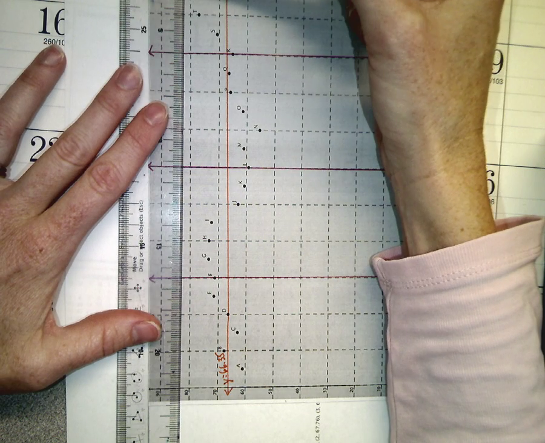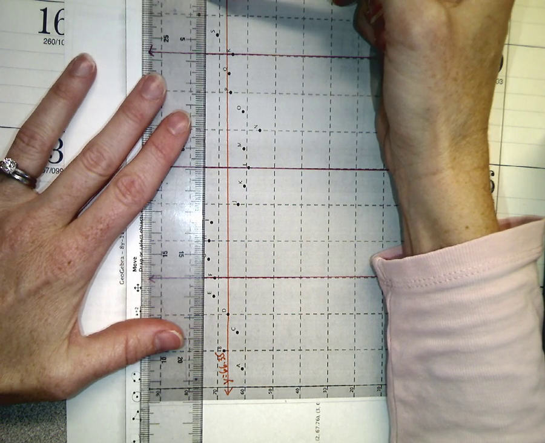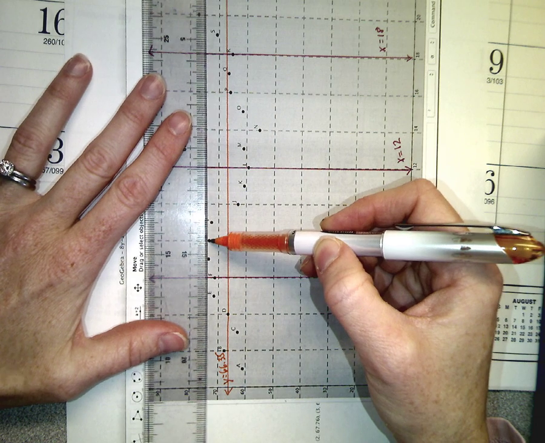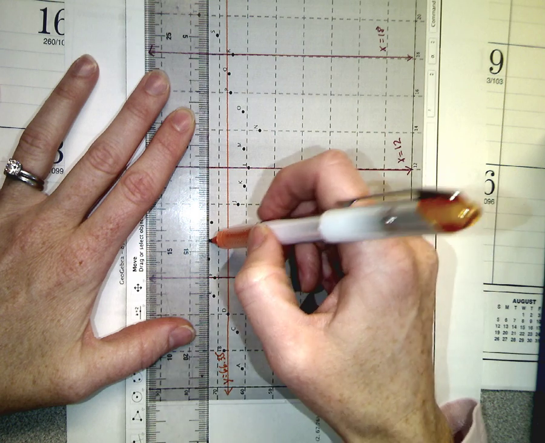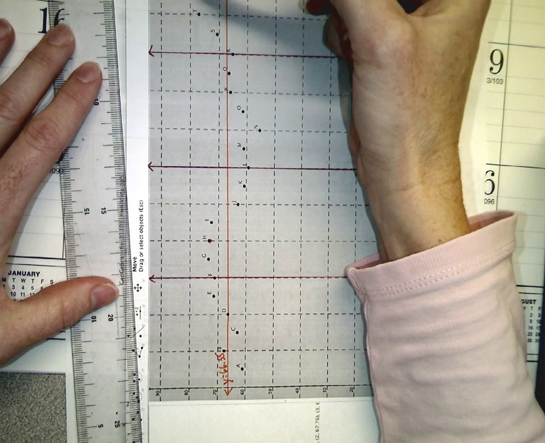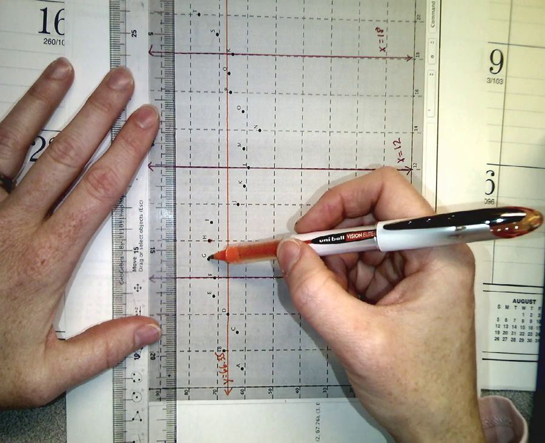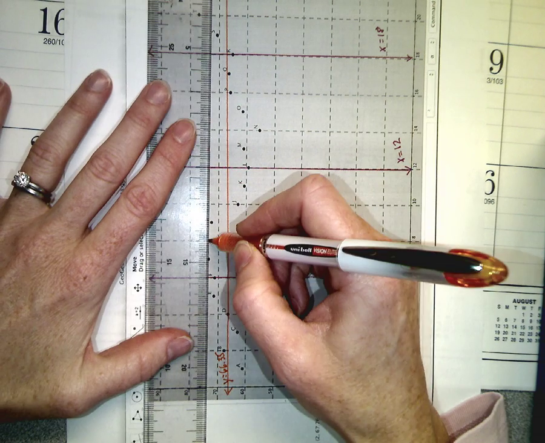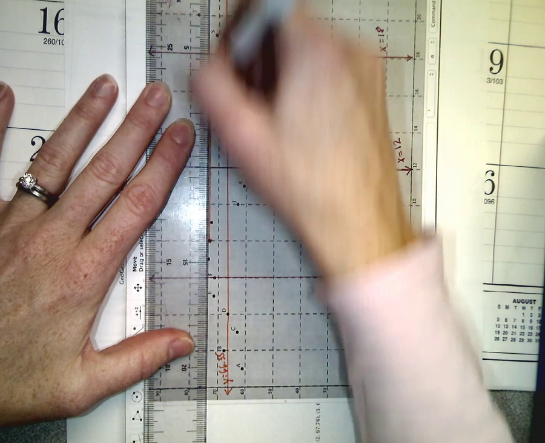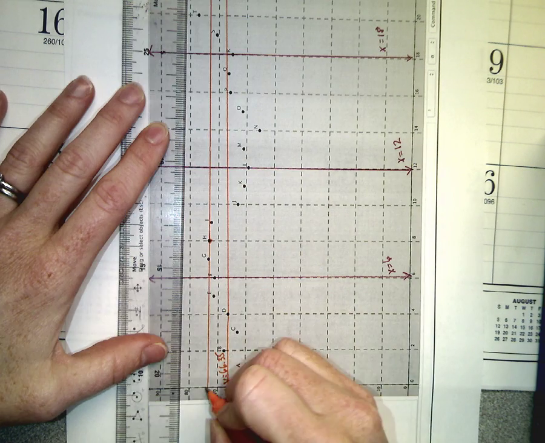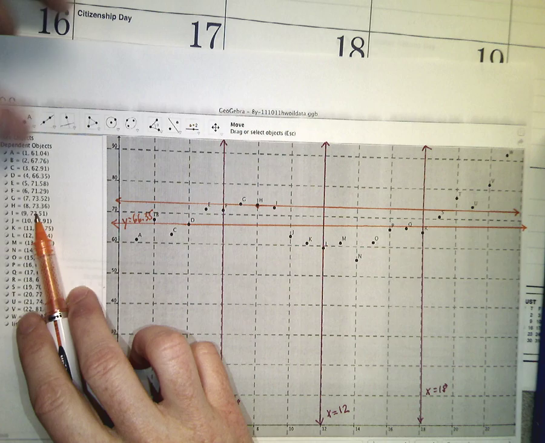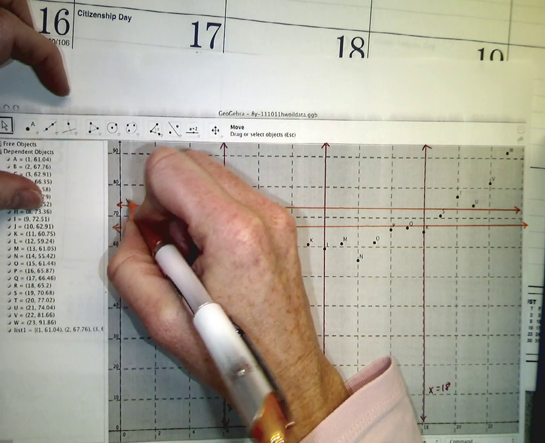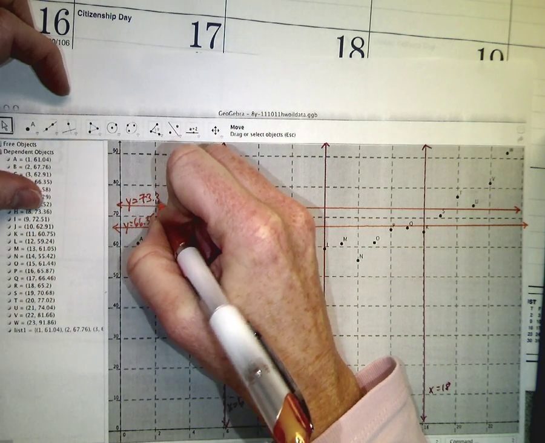1, 2, 3, 4, 5, 6. So it's going to go through H. Let me just do that again. 1, 2, 3, 4, 5, 6. I think it is H. All right, draw a horizontal line here. Oh, sorry, let me get that data point for us. So for H, the y is 73.36, so y equals 73.36.